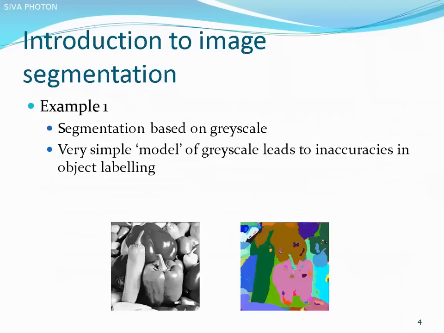Okay. Next, we can see one example. A grayscale image is there on the left side. There is a mix of vegetables. So how to know how many types of vegetables are there?